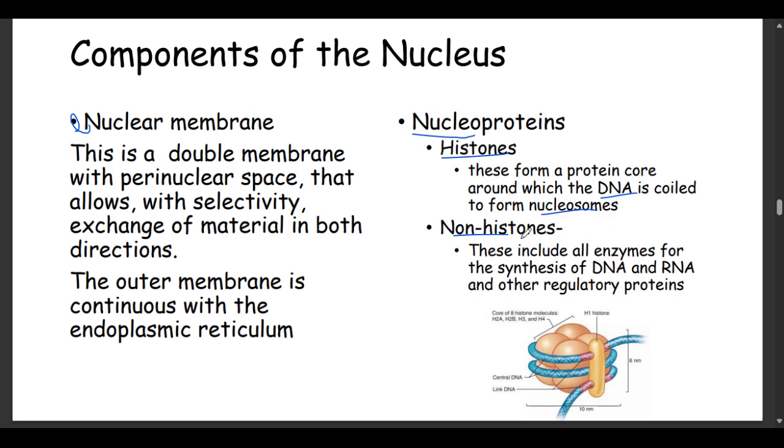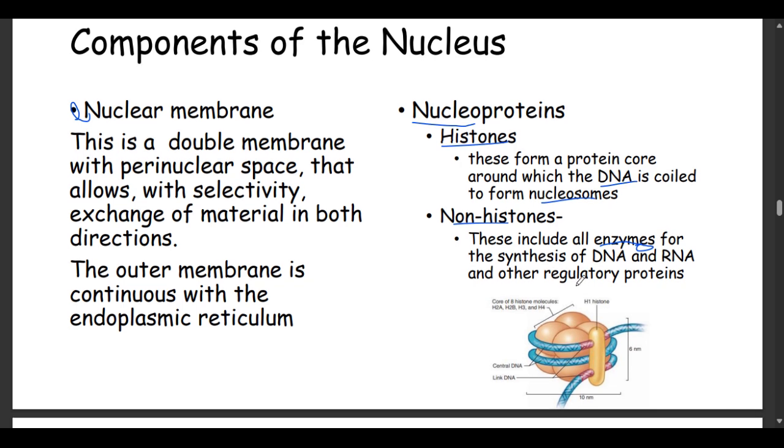While those that are non-histone proteins, they include all the enzymes for the synthesis of the DNA and RNA and other regulatory proteins. So we know that during the process of DNA replication and RNA formation and the like, we have those enzymes, helicase, DNA polymerase, all of those are non-histone proteins that are found in the nucleus. And we know that enzymes are proteins, so that's exactly what we are talking about here. And other regulatory proteins are also found like that.